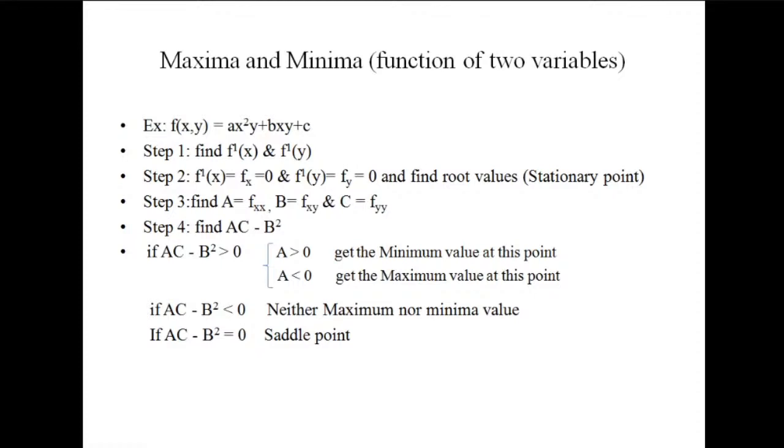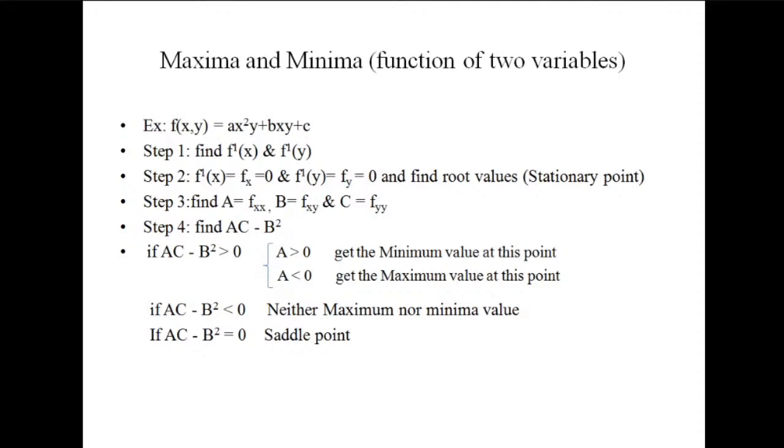Here also, step one, we have to find f dash of x and f dash of y. For a single variable, we find only one, f dash of x. Here there are two variables, so we have to find f dash of x and f dash of y. Then we equate f dash of x is equal to 0 and f dash of y is equal to 0, and then we have to find the root values.